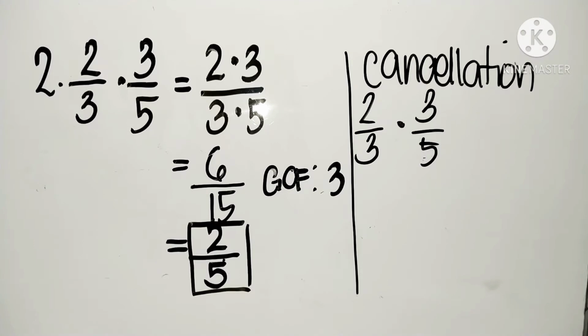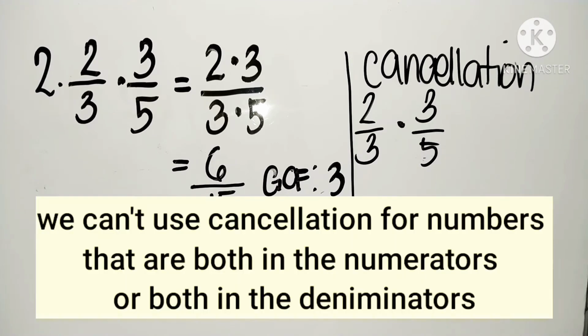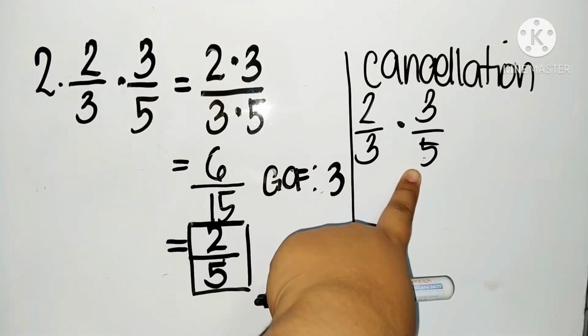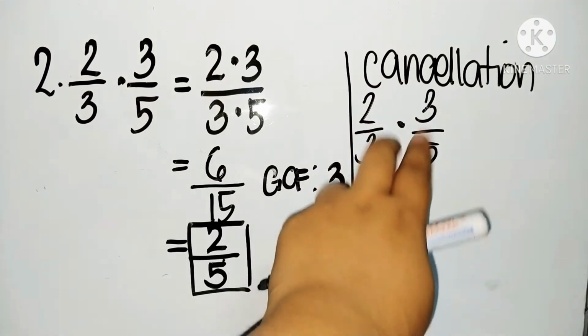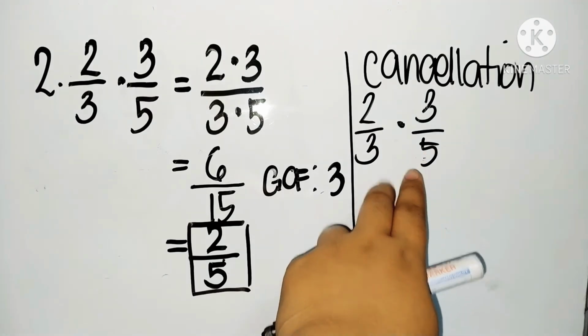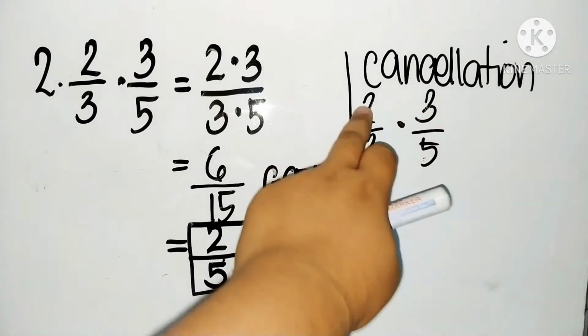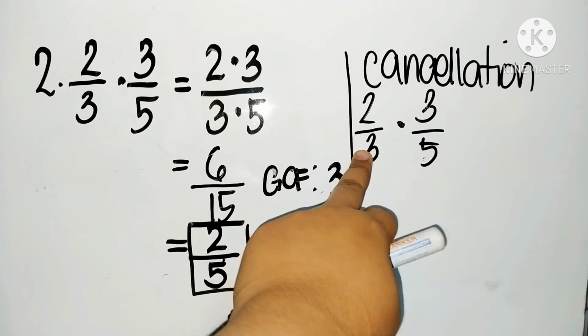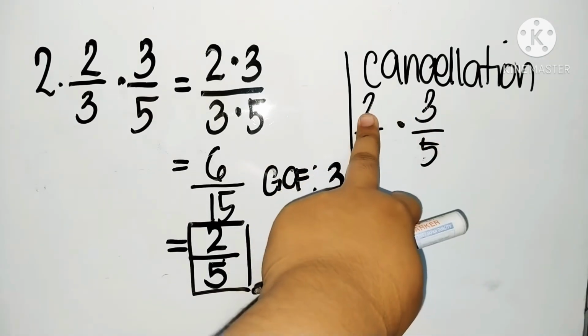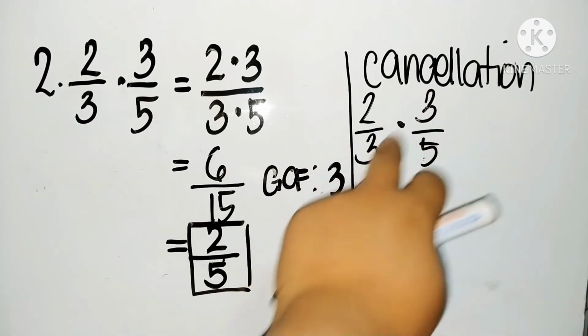Pag magka-cancel tayo, tandaan natin, hindi tayo pwede mag-cancel ng parehong numerator. So, bawal i-cancel yung 2 and 3. Bawal din yung 3 and 5. Kailangan opposite sila ng posisyon. So, sa case na to, ang pwede lang natin i-cancel is yung 3 and 3. We cannot cancel 2 and 3 kasi wala naman silang common factor. Hindi rin pwede yung 2 and 5. It's only 3 and 3 na pwede.